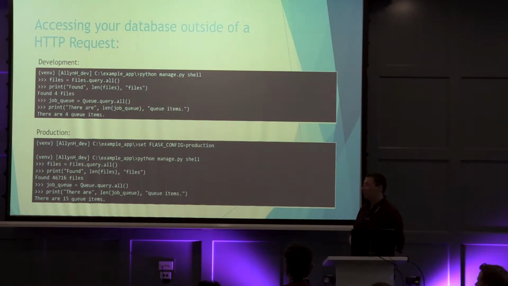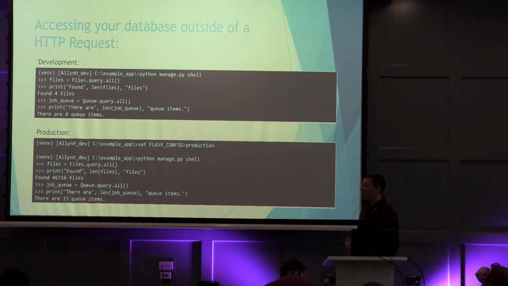And again, this is stuff that's kind of taken for granted in Django as well, where you use your CLI tool. Here, what we're looking at on the top is I'm using my manage script in the shell context, and I can access my database. So you can see here if I do files.query.all and print, I have found 4 files. On the bottom, the only difference is I'm switching my Flask config environment variable to production. What that's doing in the background is connecting off to my Postgres server, and you can see I've got 46,000, nearly 50,000 files on that server.